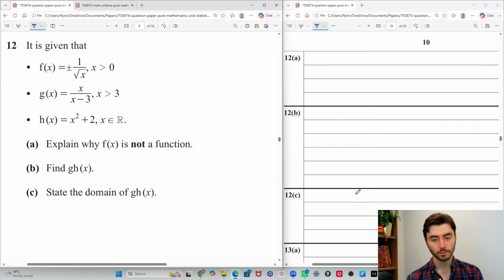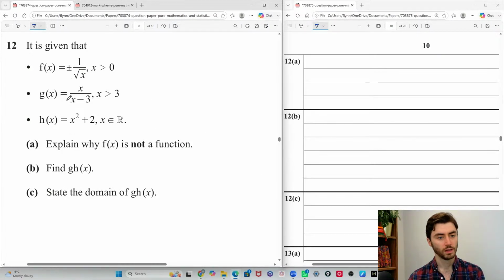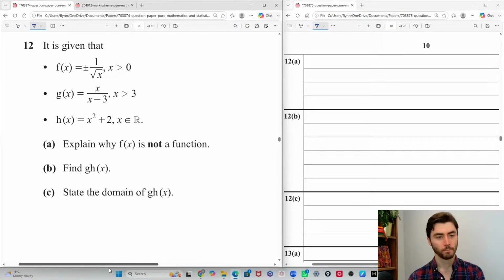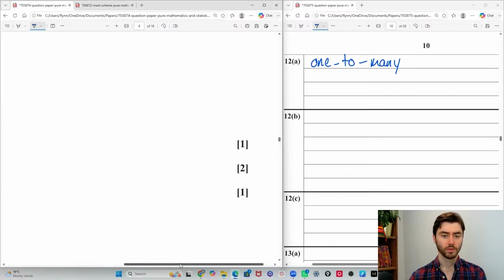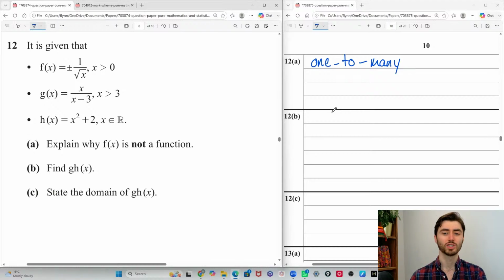So then question 12. Okay, we have a function here. We have g of x, we have h of x. Explain why f of x is not a function. Let's think about what this means. This would be a one-to-many function. Well, it would be a one-to-many mapping, but a function has to only have one y value for every x value, whereas this has two y values for every x value. For 1 mark, I think saying it's one to many. Anything I've said, assume I've also written down.